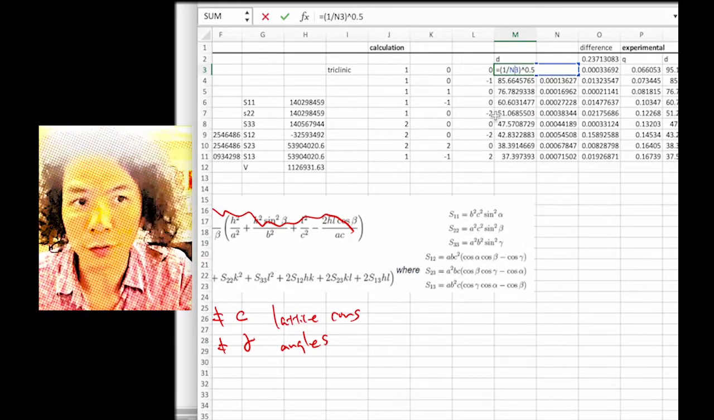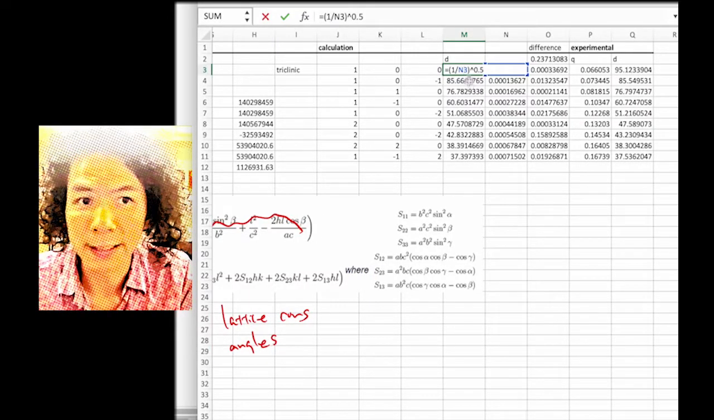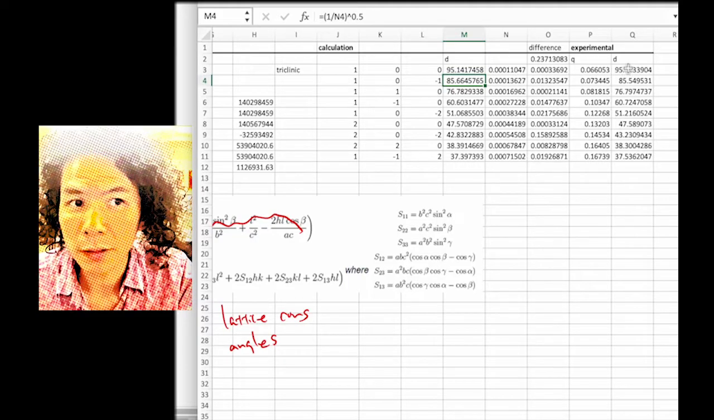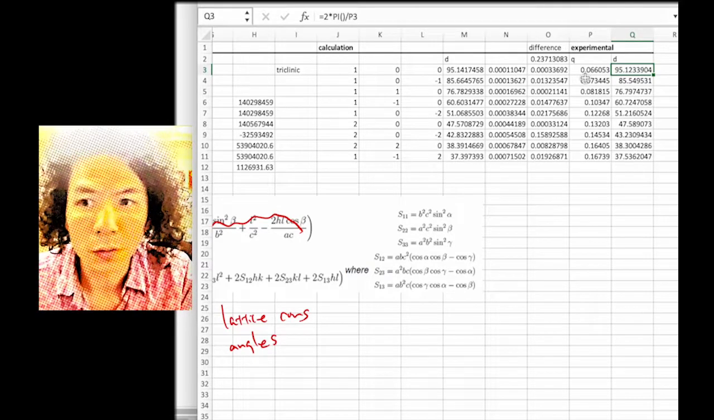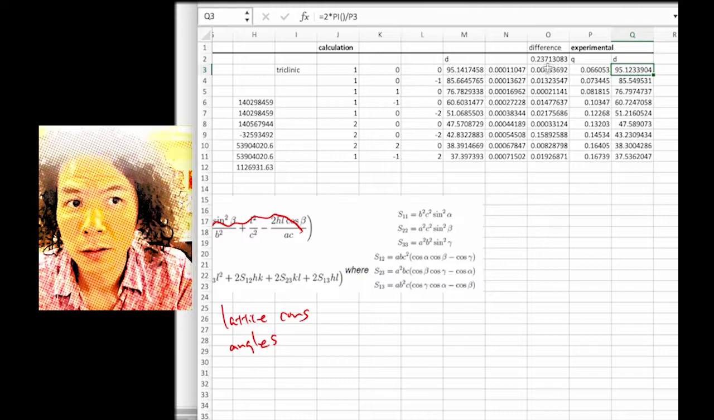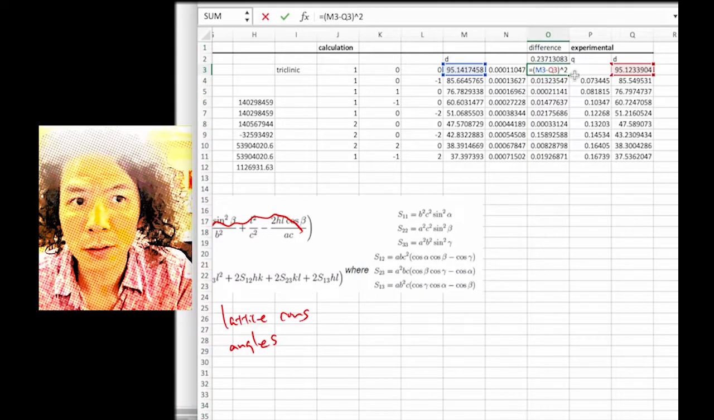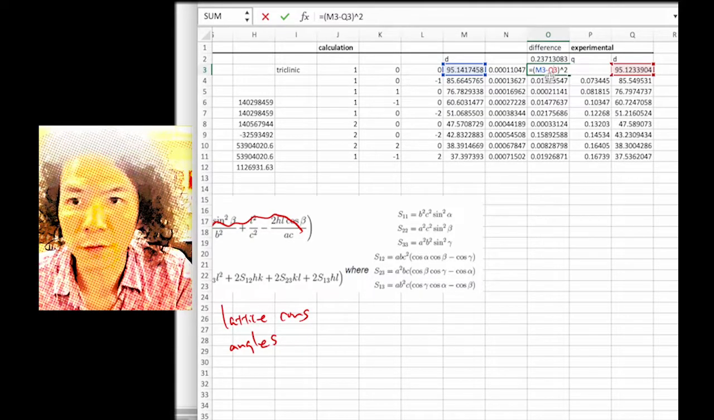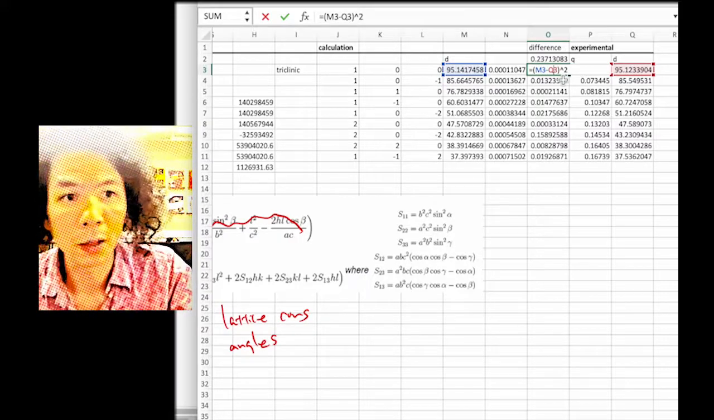So this is the calculation result of your d-spacing. What you want to do is compare your experimental results, which I listed all here, and you want to know the difference. So how I did it was in this section. This is a different section, and if you look into this one, this is basically getting the square of the difference between the calculation value and the theoretical value and the experimental value.